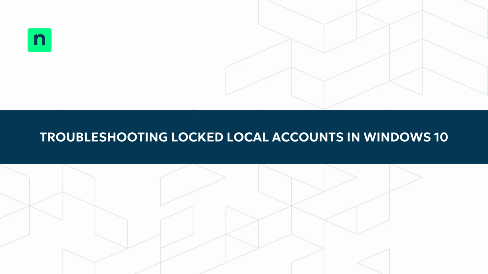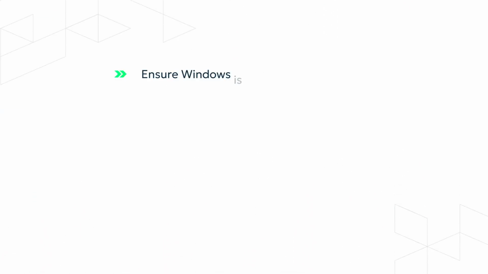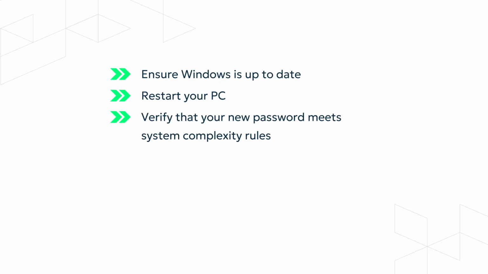Troubleshooting locked local accounts in Windows 10. If you're still locked out, you can do the following. Ensure Windows is up to date. Some account issues are resolved with system updates. Restart your PC to refresh the system. Verify that your new password meets system complexity rules, like length or special character requirements. If your account is linked to a Microsoft account, go online to reset your password via Microsoft's website.